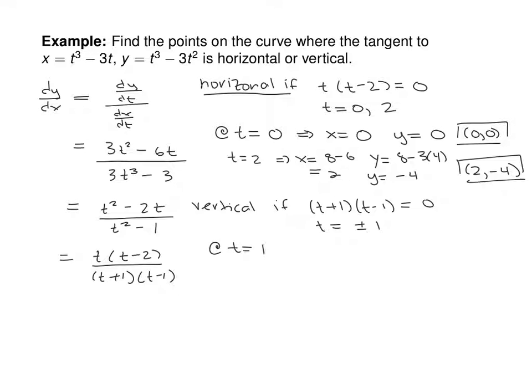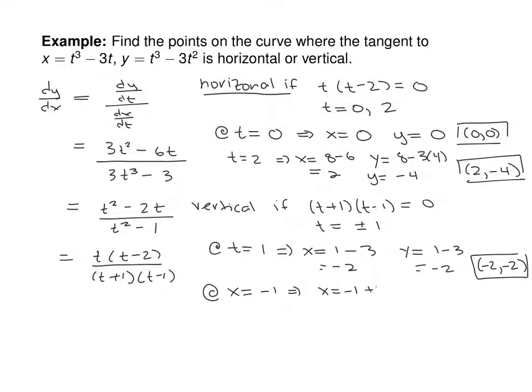And at t equals positive 1, we find that x is 1 minus 3, or negative 2, and the y is 1 minus 3, or negative 2. So at the point (negative 2, negative 2), we have a vertical tangent. And at t equals negative 1, we find that x is negative 1 plus 3, or positive 2, and the y is negative 1 minus 3, or negative 4.